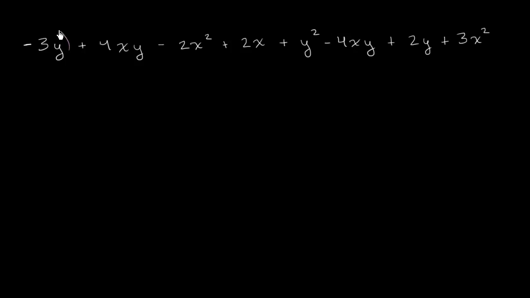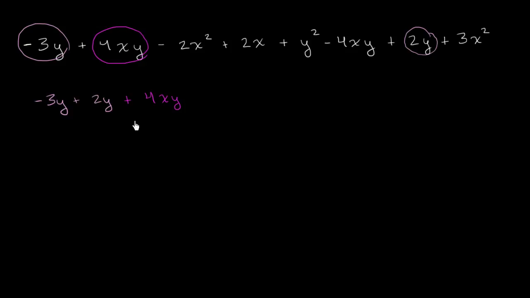So first, let's think about the y terms. So you have a negative 3y there. Do we have any more y terms? Yes, we do. We have this 2y right over there. So I'll just reorder it. So we have negative 3y plus 2y. Now let's think, and I'm just going in an arbitrary order, but since our next term is an xy term, let's think about all of the xy terms. So we have plus 4xy right over here. So let me just write it down. I'm just reordering the whole expression. Plus 4xy. And then I have minus 4xy right over here. So minus 4xy.